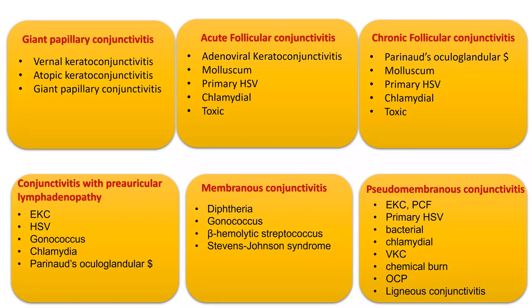For pseudomembranous conjunctivitis, consider epidemic keratoconjunctivitis and pharyngoconjunctival fever, primary herpes simplex virus, bacterial, chlamydial, vernal keratoconjunctivitis, chemical burn, OCP, and ligneous conjunctivitis. Ligneous conjunctivitis and other conjunctival diseases with pathological importance will be discussed in the pathology lecture. Regarding the ICU exam, there is a certain section for pathology where most of the pathological diseases like ligneous conjunctivitis, corneal dystrophies, conjunctival tumors, retinal tumors, and choroidal tumors are asked specifically. This section will be after we cover the cornea, lens, and oculoplastics. We will collect a lecture for all pathological conditions.